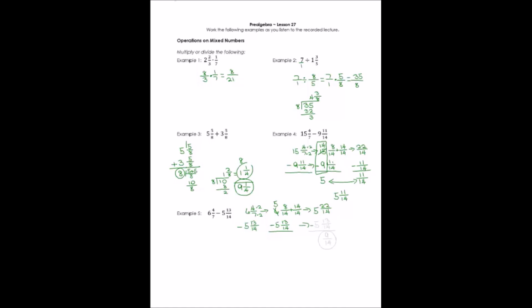What am I subtracting? I'm just going to bring this across. I haven't changed anything in the second number. 5 and 13 fourteenths. Now, I can subtract 13 fourteenths from 22 fourteenths, and my answer would be 9 fourteenths. 22 minus 13 would give me 9. And then my whole number is 5 minus 5, which is 0. So all I really had left was the fractional answer, 9 over 14.